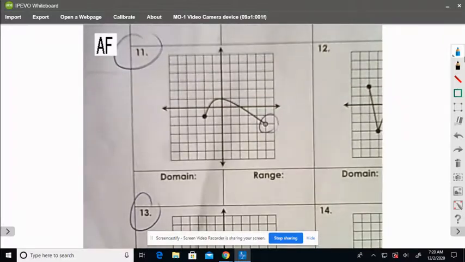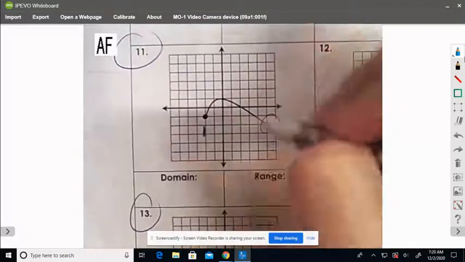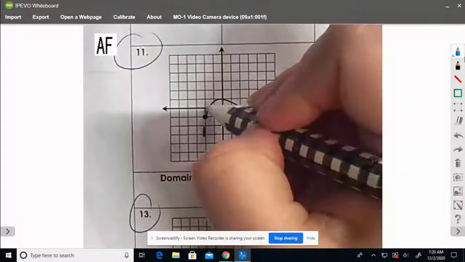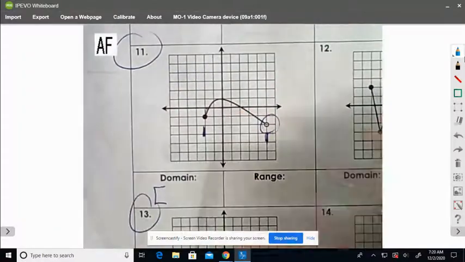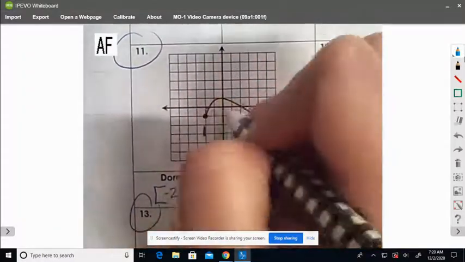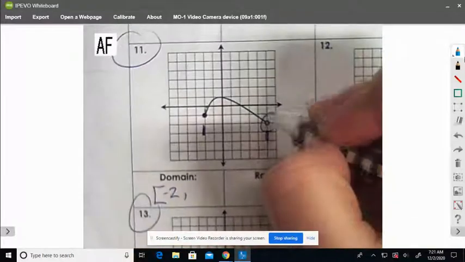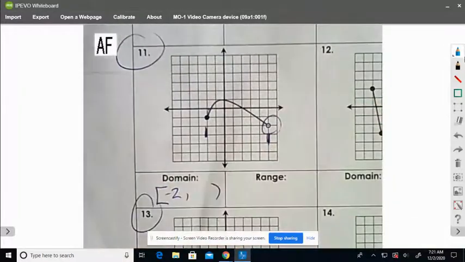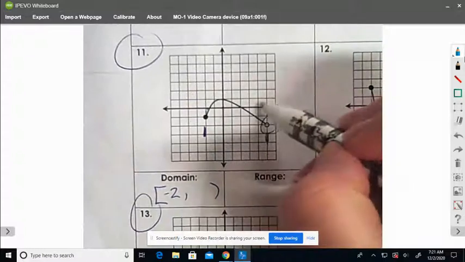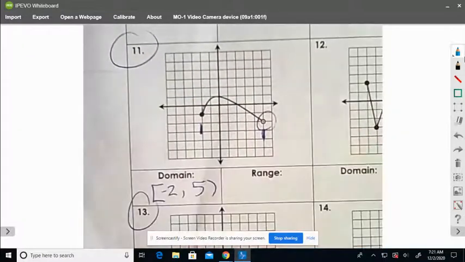So my domain from left to right goes from here to here. This one is a closed circle, so I have a bracket on -2 as my x value. And then this open circle is going to warrant me to do a parenthesis. I got 2, 4, 5 for that one.